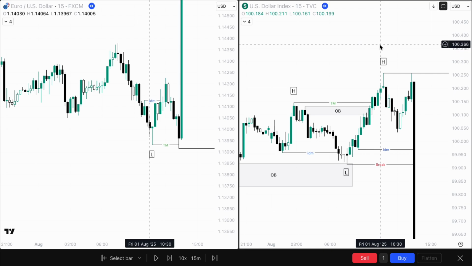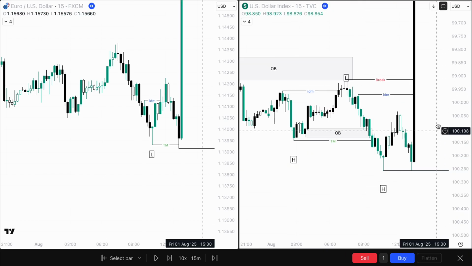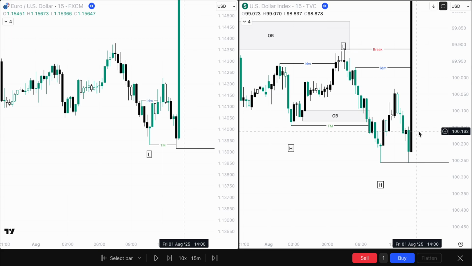Here is another example of how we can use SMT in the combination of EURUSD and the US dollar index, which you can also call DXY. But first of all, let's invert the scale of DXY to make it easier to spot SMT.